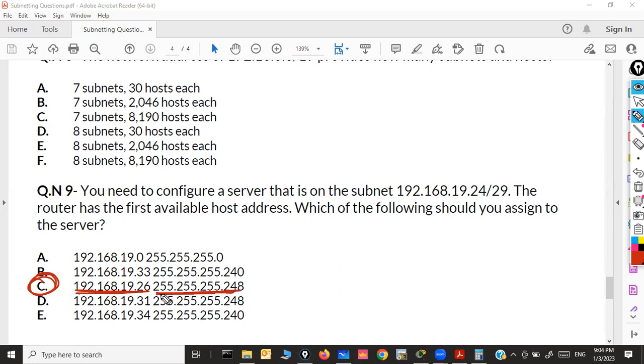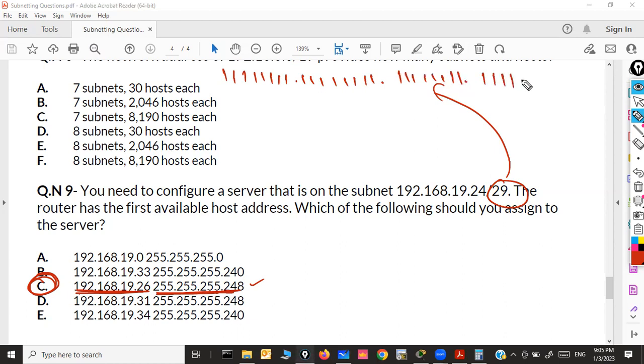Okay, so the mask, yes, is correct because /29 is a very straightforward computation, meaning 29 ones. So we can write it this way: 255, 255, 255, 24, and then 5 ones and then 3 zeros, right? So this way 24 and 5, 29. This computation is very straightforward: 255, 255, 255, and this is 248. So that's correct. 248 is correct.